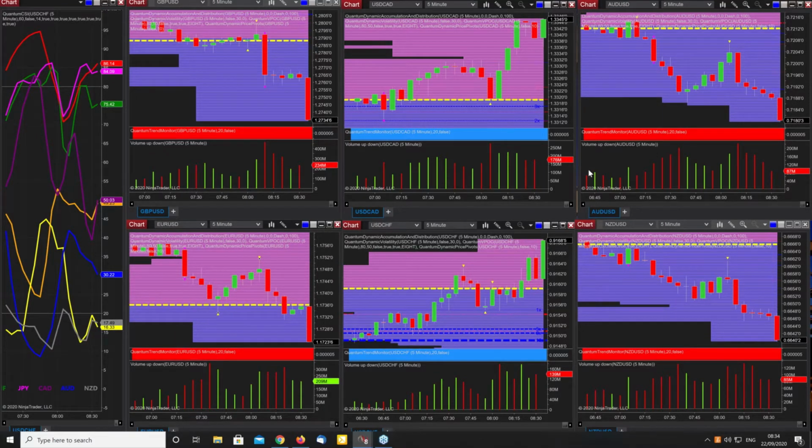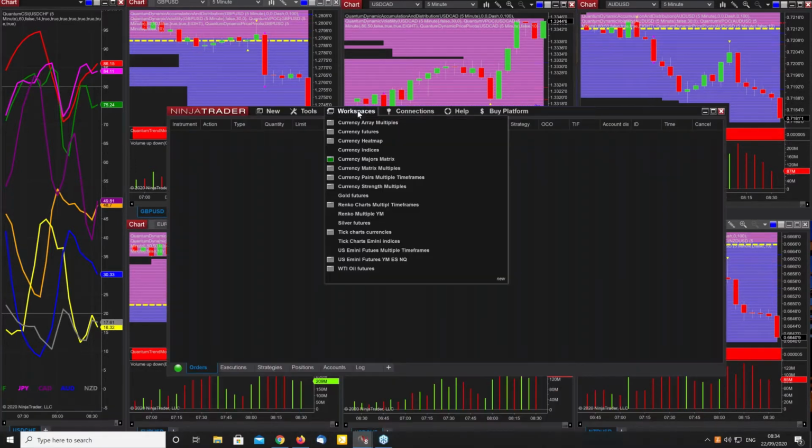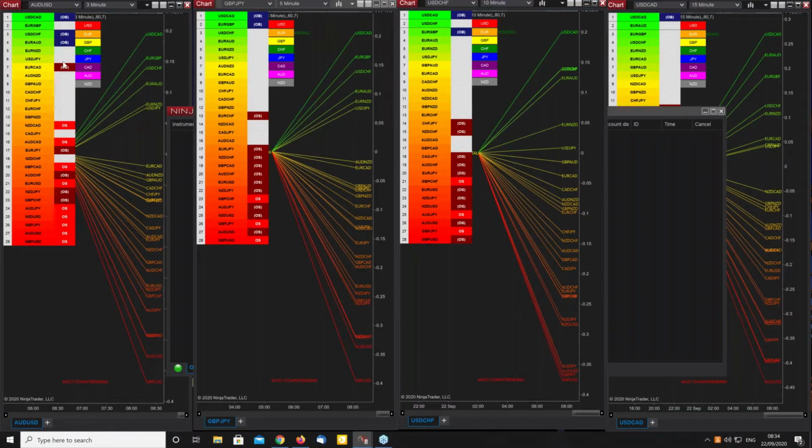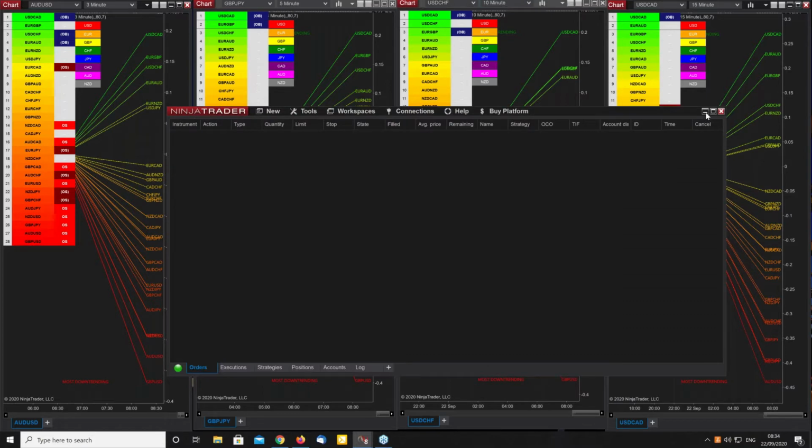And then it's a question of really just picking, what is the best trade right now? What is driving momentum? Let's go and have a look at the currency array, which will give you a view on momentum. There we go. This is on 3-minute, 5-minute, 10-minute, over onto the 15-minute.